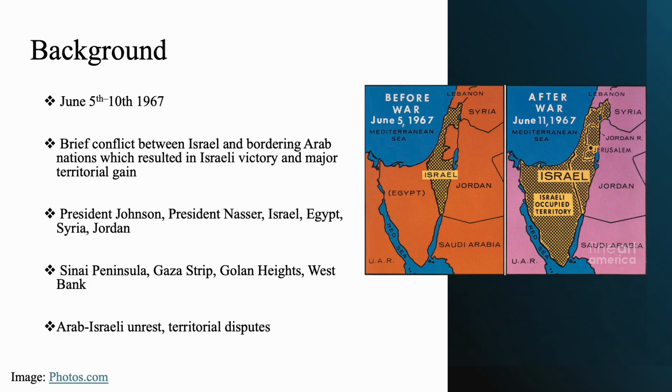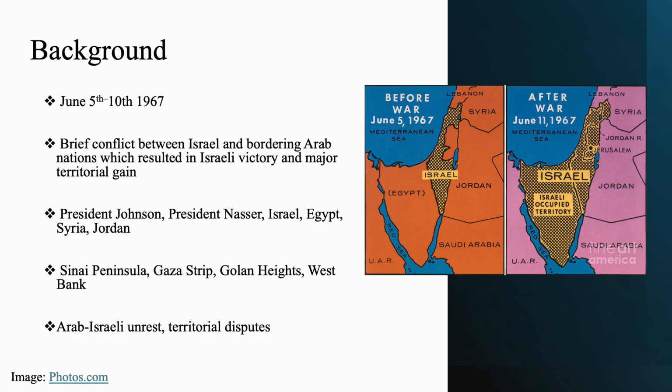By May 1967, tensions were extremely high, with the final straw being Egyptian President Nasser's expulsion of UN peacekeepers from the Sinai Peninsula and the closing of the Straits of Tiran in the Red Sea to Israeli shipping, an act which Israel viewed as an act of war. What followed were Egypt, Syria, and Jordan's mobilization of forces, which Israel interpreted as a threat to its survival. So on June 5th, Israel launched a preemptive strike, which marked the beginning of the Six-Day War.